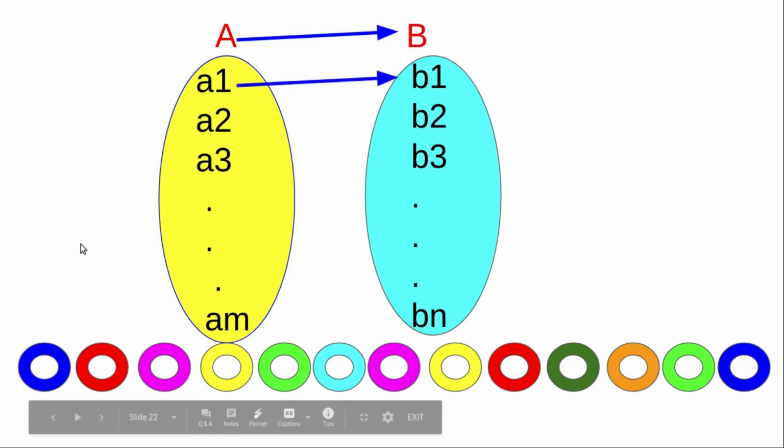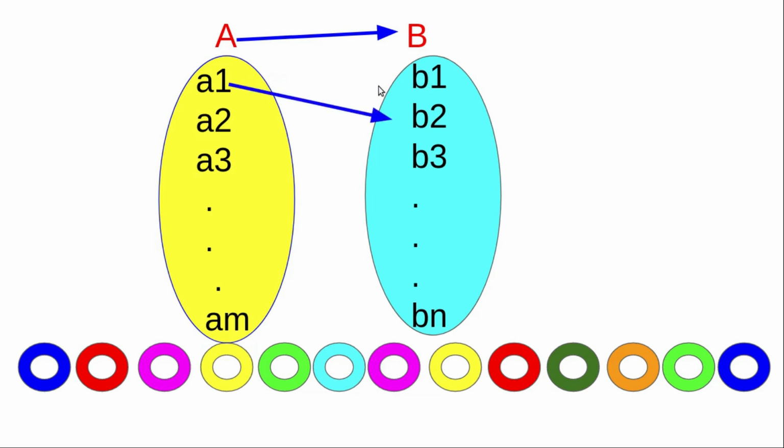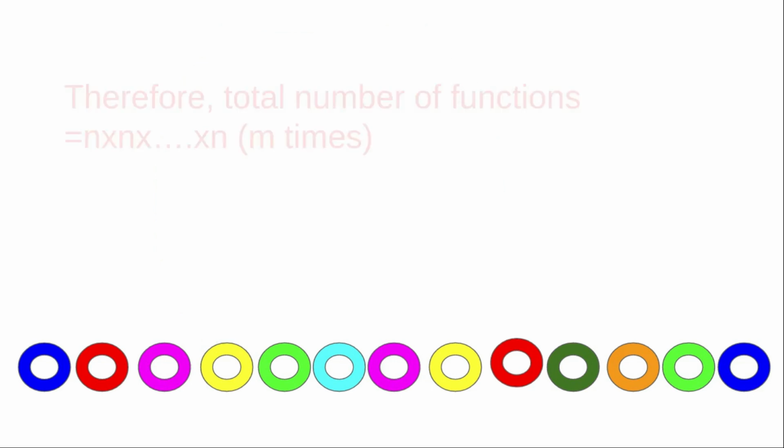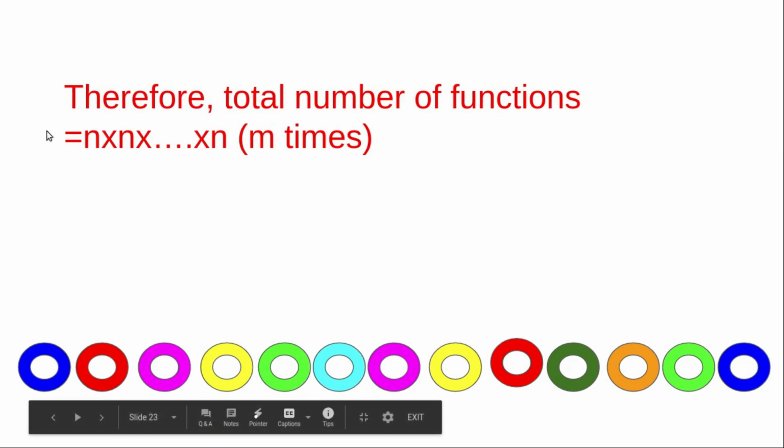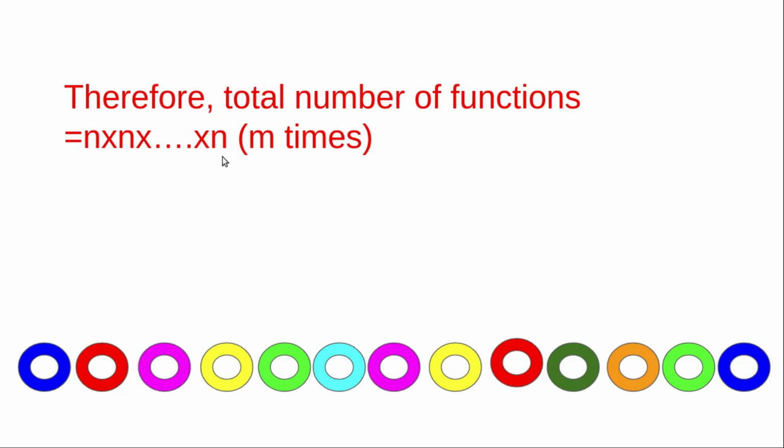Then A1 can be mapped to B1, or A1 to B2, or we can map A1 to B3, or A1 to Bn. So number of ways of choosing an image to A1 is n, number of ways of choosing an image to A2 is n, etc. Number of ways of choosing an image to Am is n.